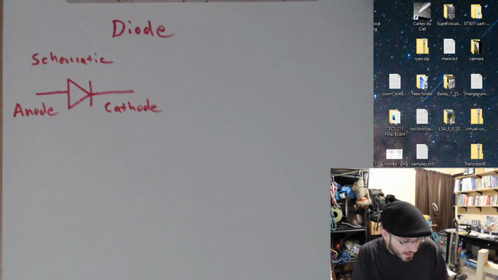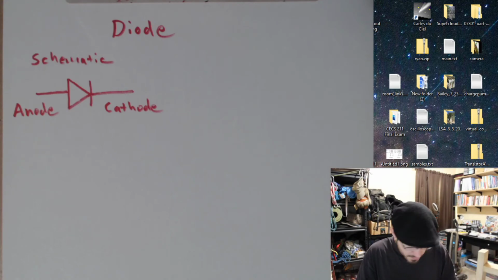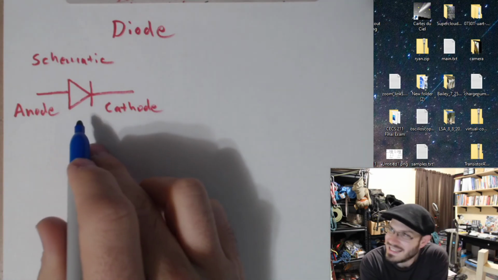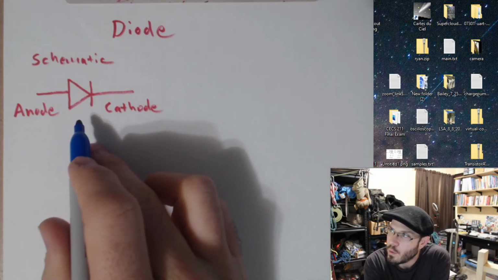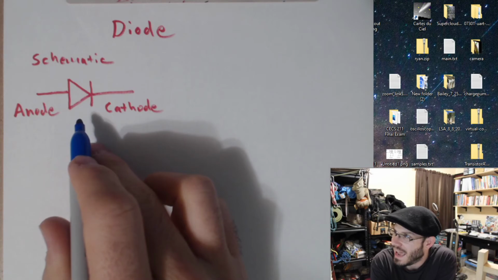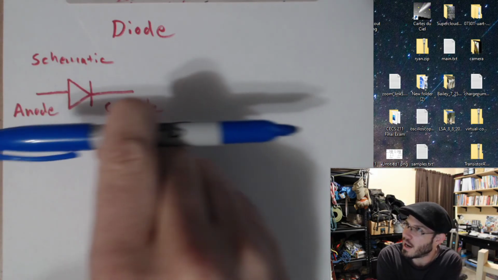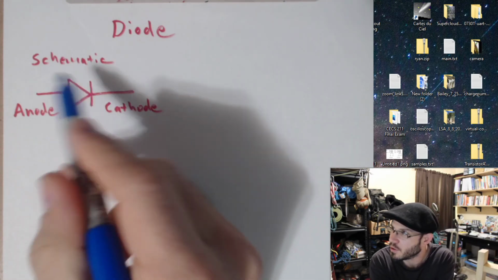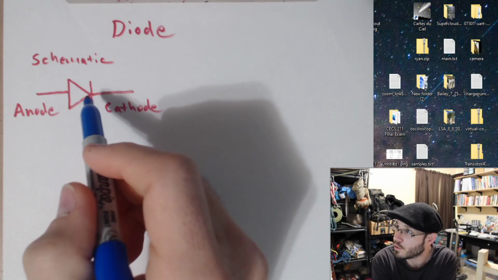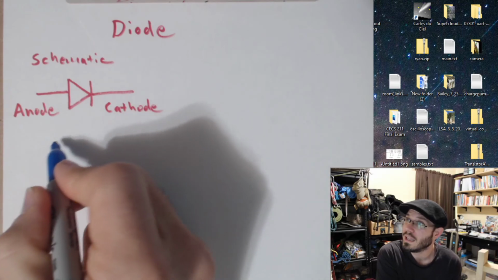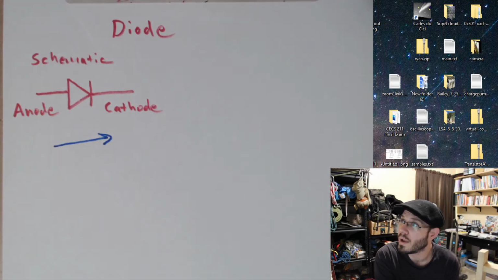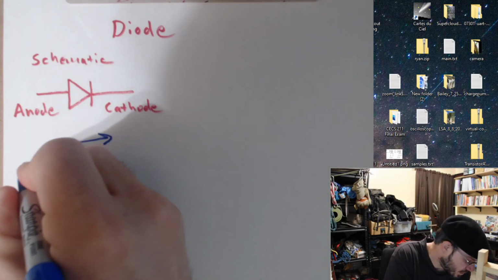Now the whole thing about a diode is that a diode only allows current to flow in one direction. You can think of this as a check valve. It's only going to allow the current to flow in the direction the schematic symbol looks like an arrow. So the arrow is pointing to the right. It's going to only allow current to flow in this direction.